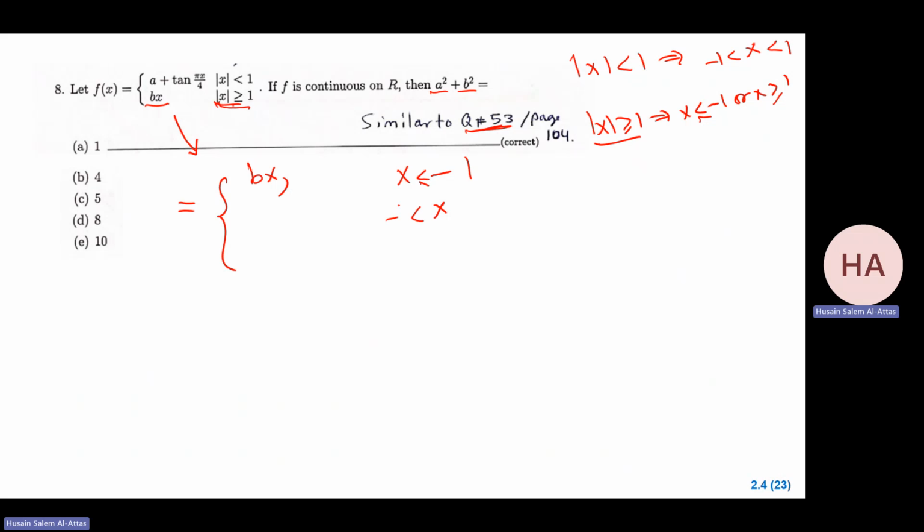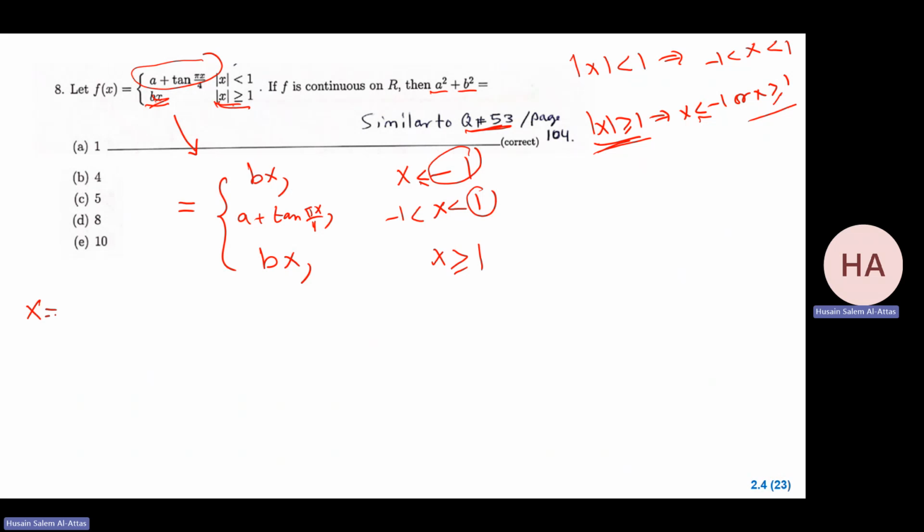If x is between minus 1 and 1, I will be in this one, so I have a plus tan of bx over 4. If x is greater than or equal to 1, I will be in this one, which is this function bx. Now, if I write it in this way, it's very clear to me. I need to check minus 1, I need to check 1.